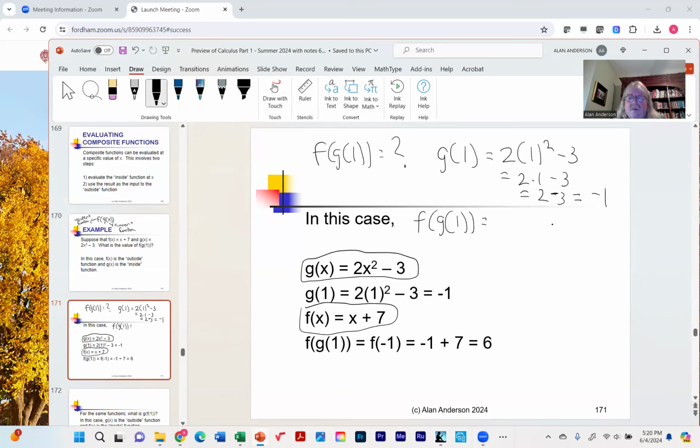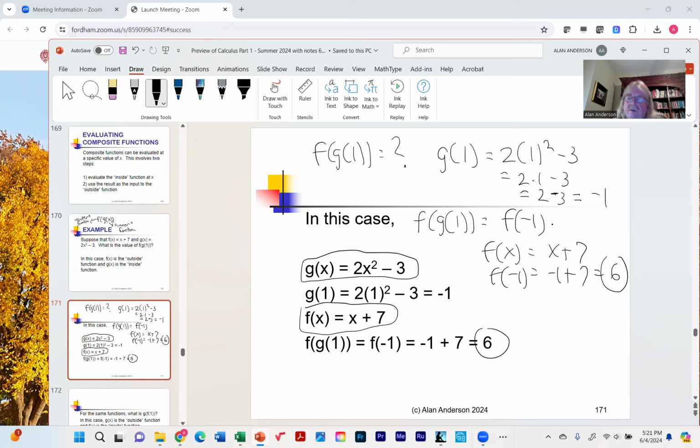this is what we're looking for. Now I can simply rewrite it as f of negative 1. And we know how to do that. So all we have to do is go to our f of x and replace all the x's with negative 1. And we're done. That's it. That's the final answer.